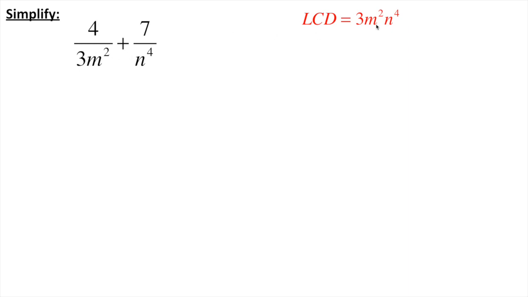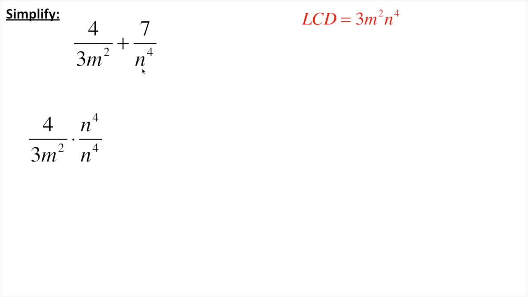In order to get this 3m squared n to the fourth, what am I missing? What do I need to multiply this one by? I've already got the 3m squared. I'm missing the n to the fourth, so I'm going to multiply top and bottom. This is the exact same thing right here as I have up here. I'm going to multiply top and bottom by that n to the fourth. That will give me my common denominator here.